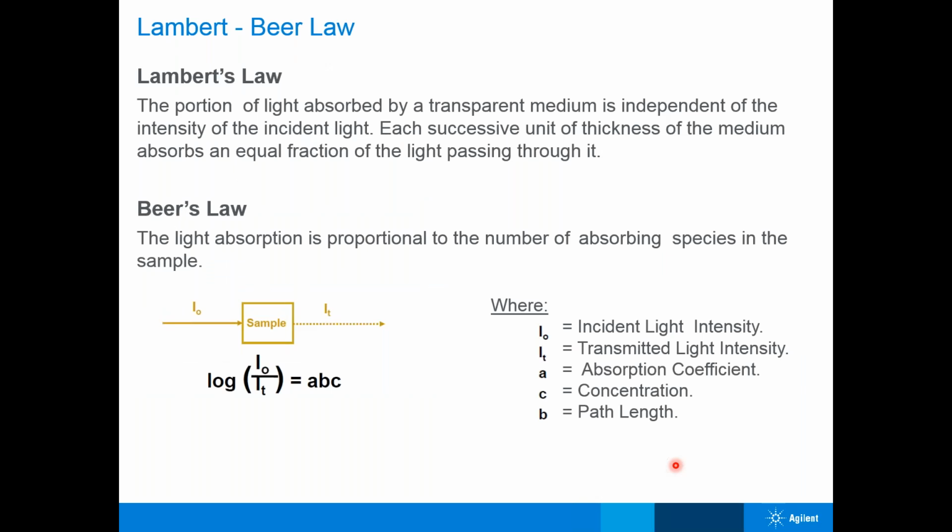So what does Lambert's law talk about? It says the portion of light absorbed by a transparent medium is independent of the intensity of incident light, and each successive unit thickness of the medium absorbs an equal fraction of the light passing through it. And Beer's law says the light absorption is proportional to the number of absorbing atoms in the sample. If you can see here, this is the incident light and the transmitted light. When it is passing through the sample, some amount of light is absorbed by the sample.